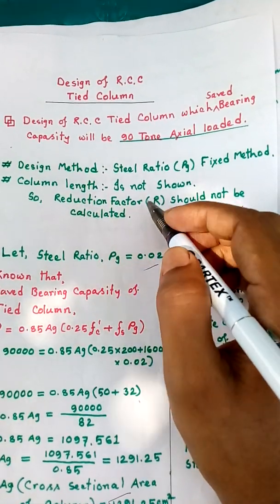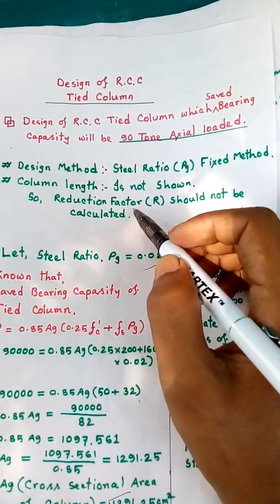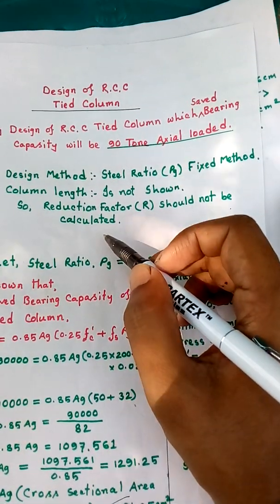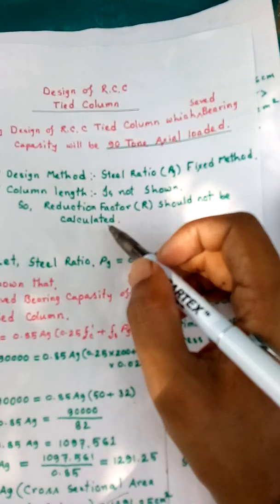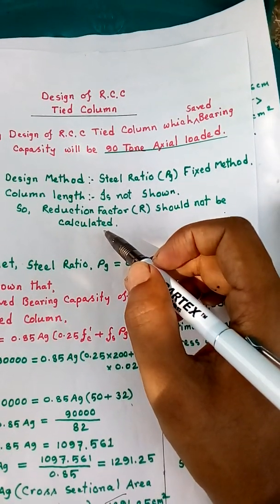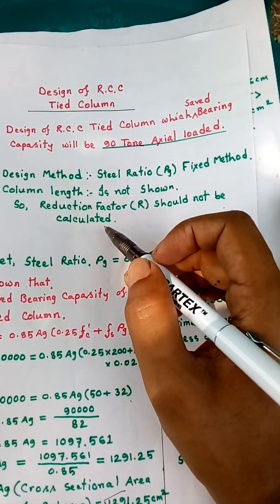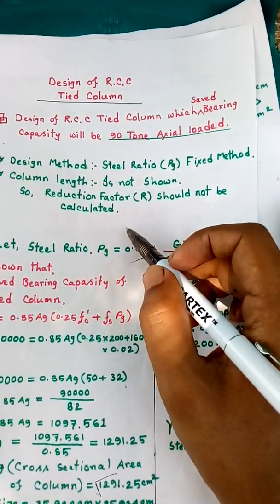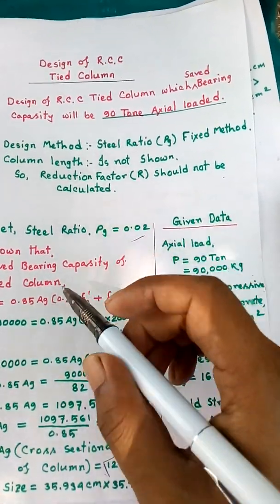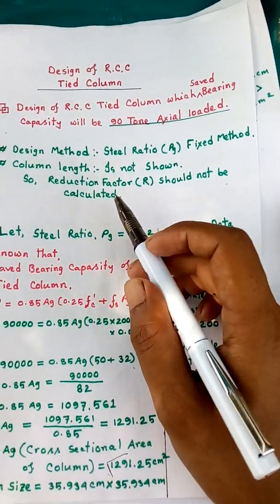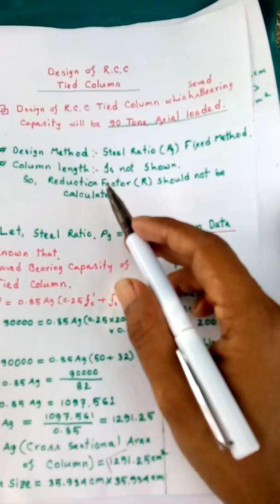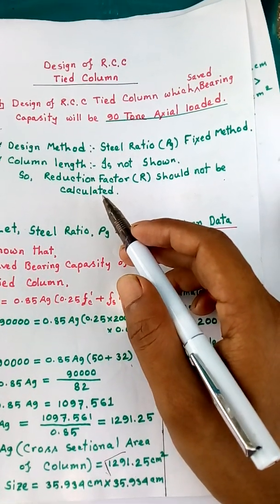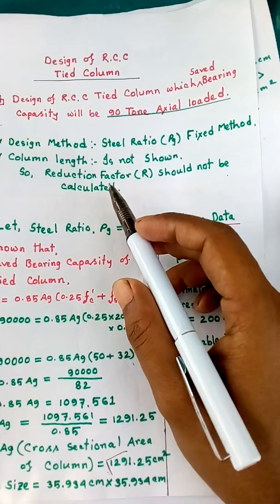Column length is not shown, so reduction factor R should not be calculated. If the length of the column is considered, then the reduction factor should be calculated. In this tutorial we have not considered the column length, so it is not needed to calculate the reduction factor.